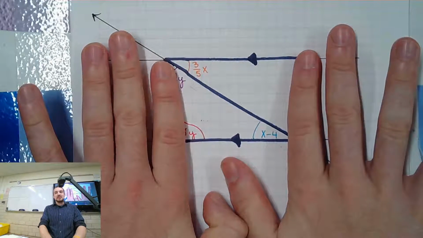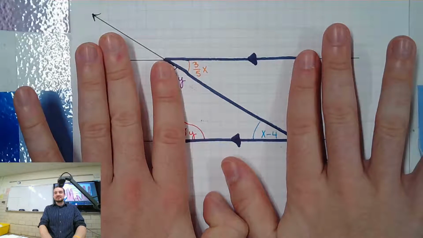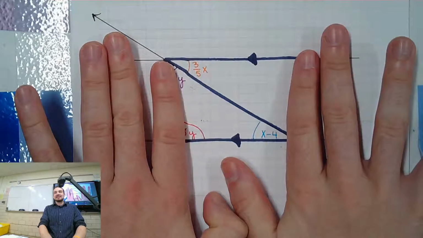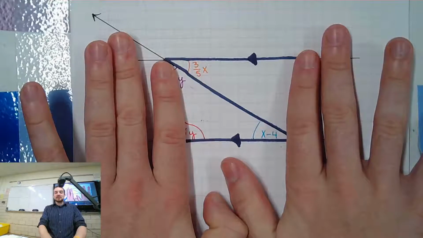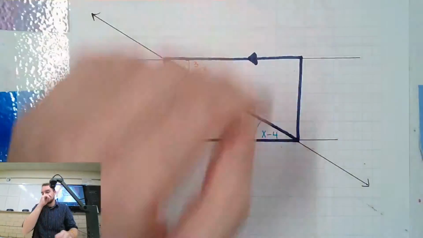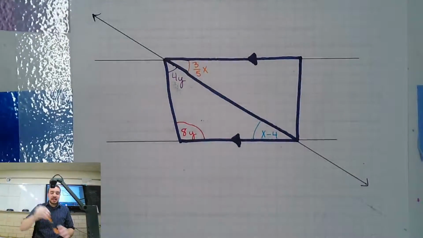Wonderful. Now what does that mean about the corresponding angles? They will be equal. Congruent. Very good. Thank you, Taylor. Taylor learns more when she's not here.